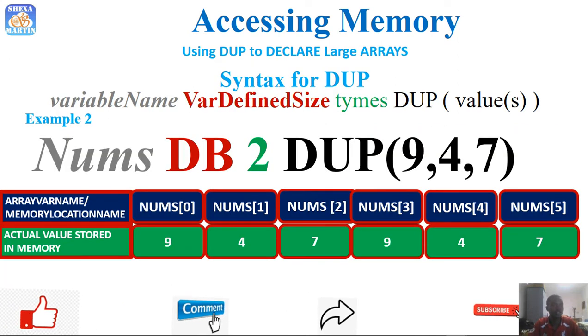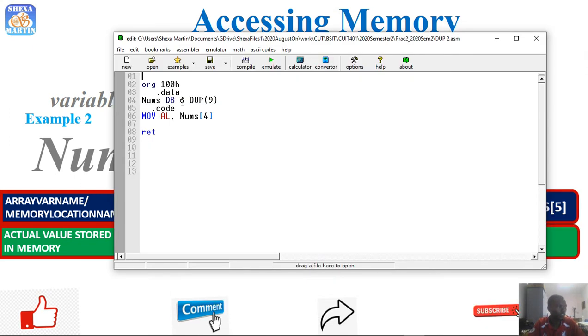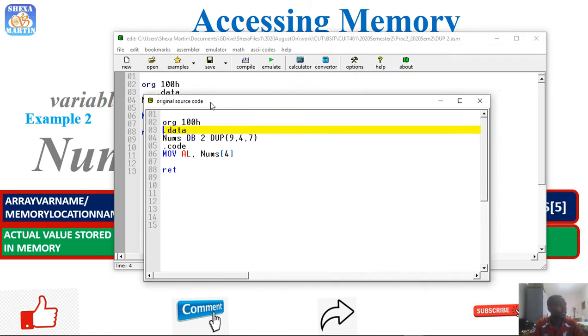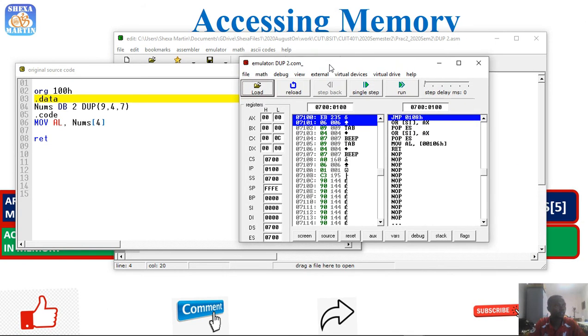947, right? It's being repeated twice. So let me have it here. It's being repeated twice, and the values to be repeated twice are 947, like that. And then let's emulate it and check the value that is going to be moved to AL.